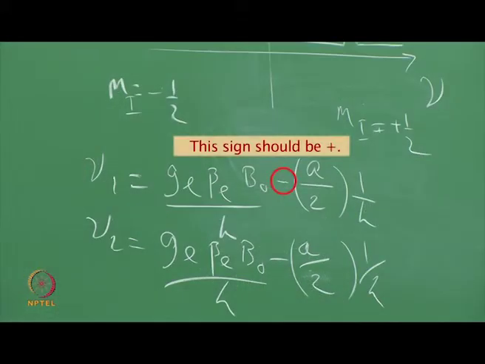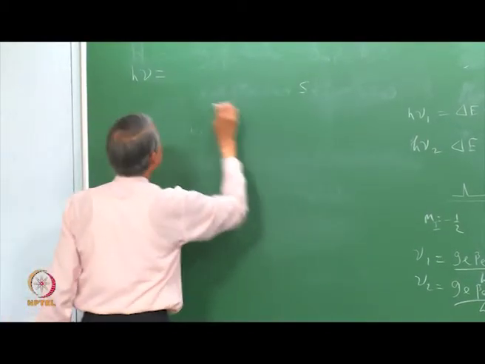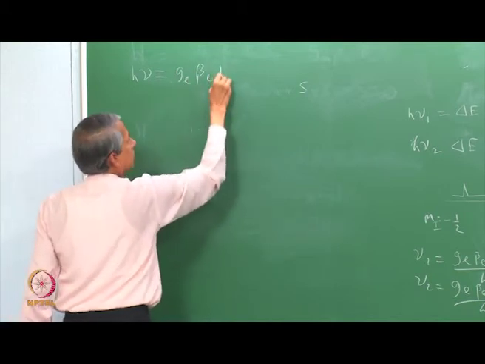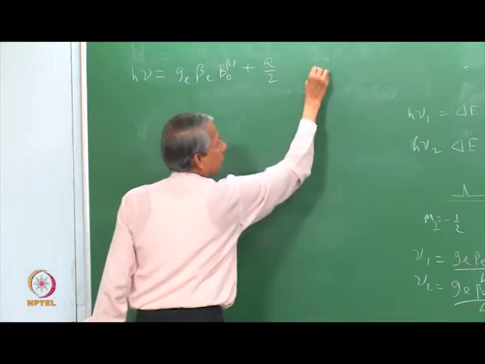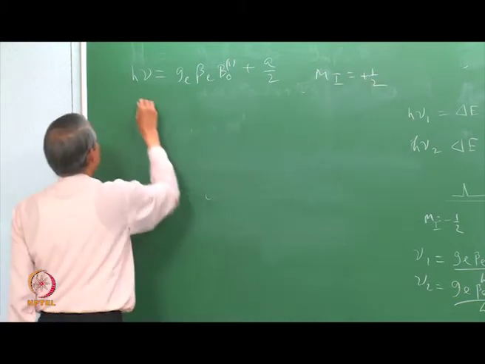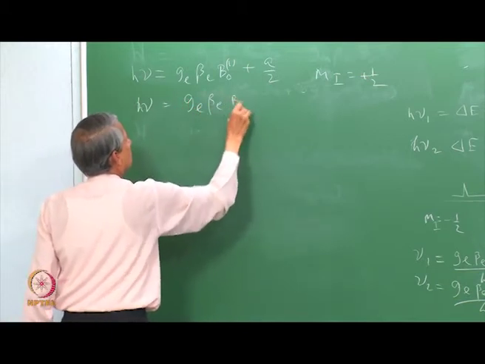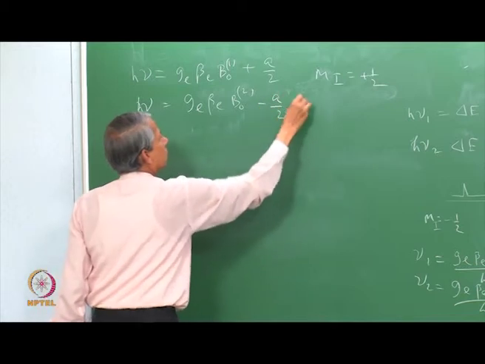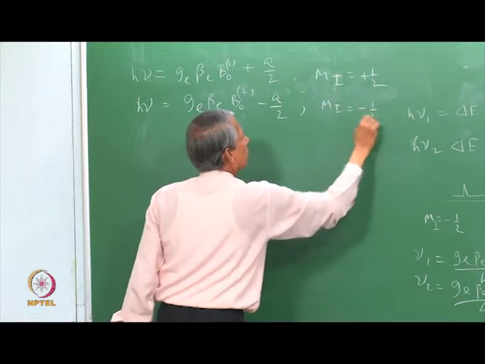Now, if we do the experiment by keeping the frequency fixed but vary the magnetic field, then h nu is kept fixed. So, for first transition, this will be g beta, let us say B0 line 1 plus A by 2 for mI equal to plus half, and this is kept fixed. So, second line will be at B0 line 2 minus A by 2, this is for mI equal to minus half.